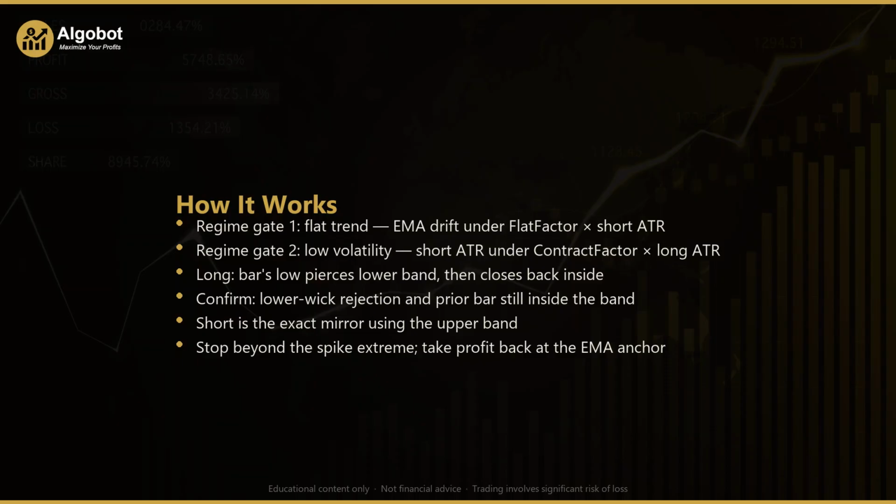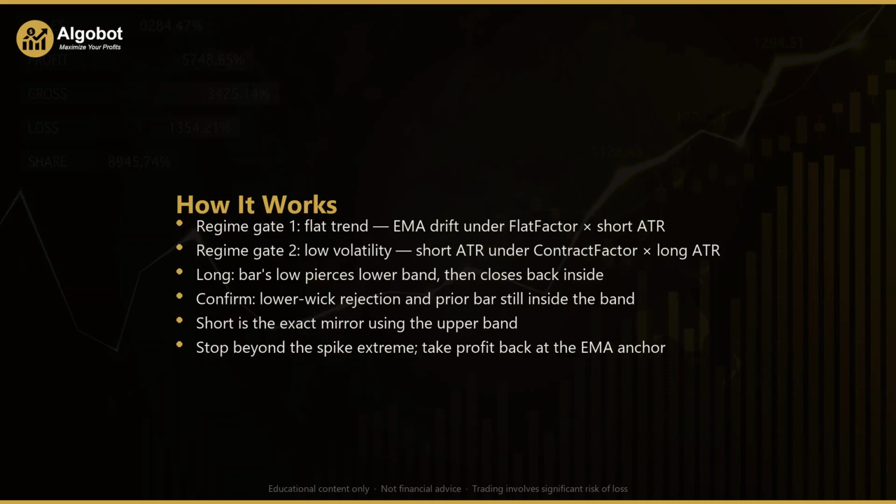Now the entry. For a long, the strategy looks at the signal bar, which is the most recently closed bar, and checks 4 things. First, its low must pierce below the lower band. Second, its close must come back above the lower band, so price snapped back inside. Third, it must show a lower wick rejection, meaning the close sits in the upper portion of the bar's range, controlled by the WickFraction of 0.5. And fourth, the bar before it must still have been inside the band, which confirms this is a fresh, single bar spike rather than an ongoing move. When all 4 align, the strategy signals a buy at market.